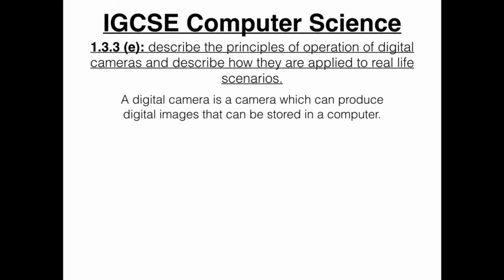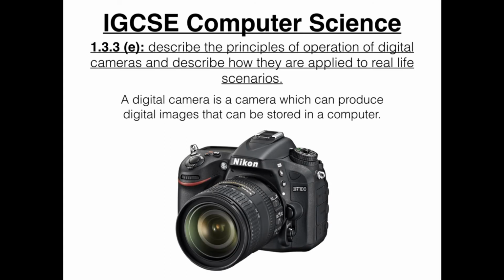So digital cameras are pretty easy, because most people have them. If you don't know what it is, a digital camera is a camera which can produce digital images that can be stored in a computer. It could look something like this, but if you have a phone or tablet or computer, those are examples of digital cameras as well.